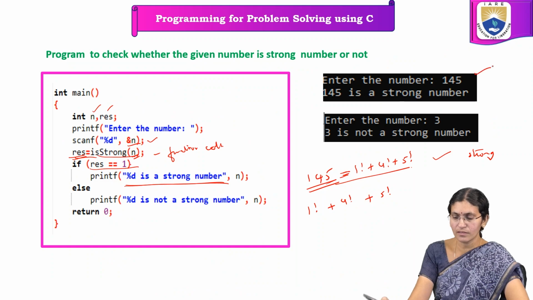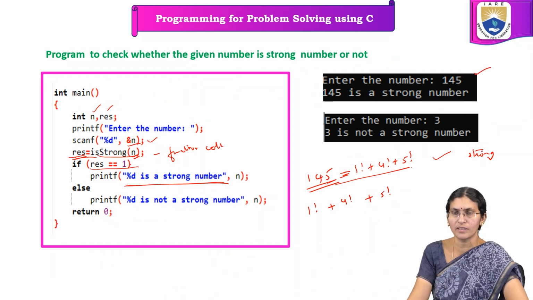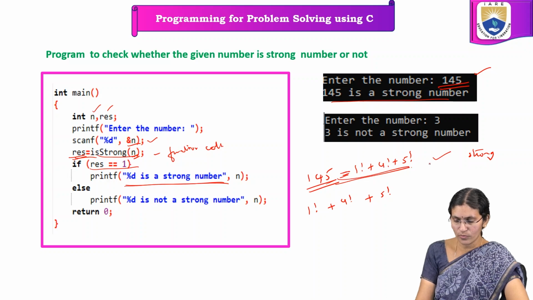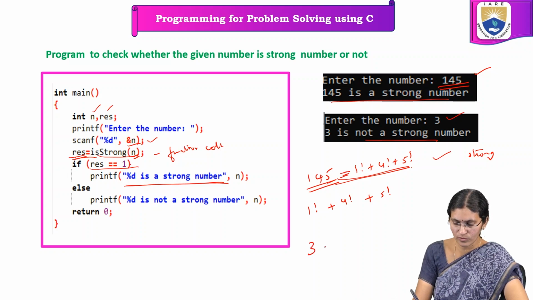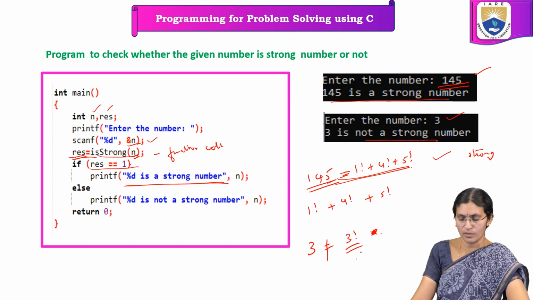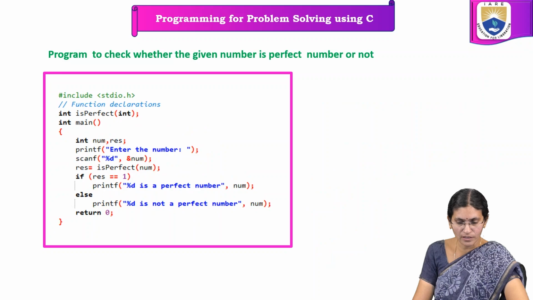So two test cases are evaluated here. When we enter the number 145, the output is "145 is a strong number" because this condition is true. When we enter the number 3, we get the output "3 is not a strong number" because 3 factorial is not equal to this. Therefore this is not a strong number. So in this way we have written the program.